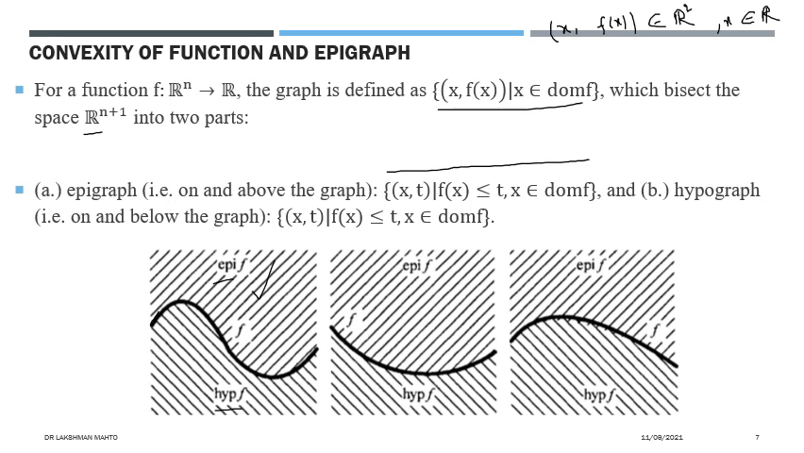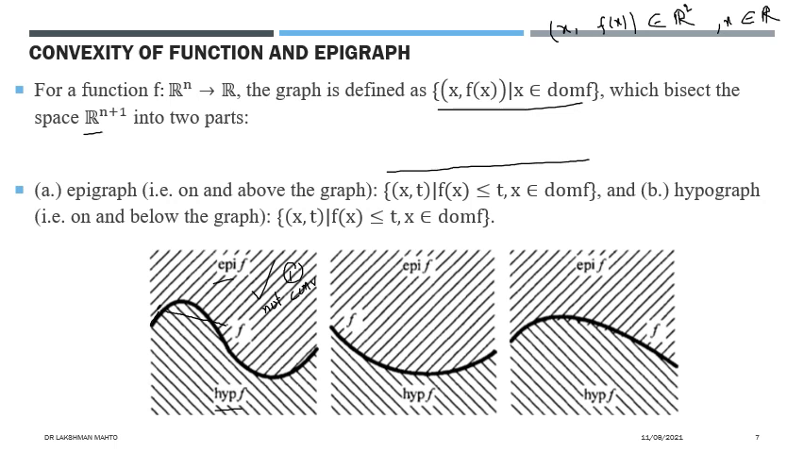So what is happening here? A function would be convex if the corresponding epigraph happens to be a convex set. If you take this first example, it is not convex. Why? The corresponding epigraph is not convex. Because if you take one point here, another point here, and join the line segment, it does not remain in the epigraph, it just goes to the hypograph. That's why this function is not convex.